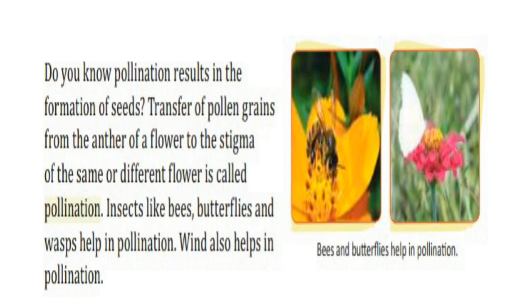So now you have to see this picture. Do you know pollination results in the formation of seeds? Transfer of pollen grains from the anther of a flower to the stigma of the same or a different flower is called pollination. So this is the definition of pollination. Insects like bees, butterflies and wasps help in pollination. Wind also helps in pollination.